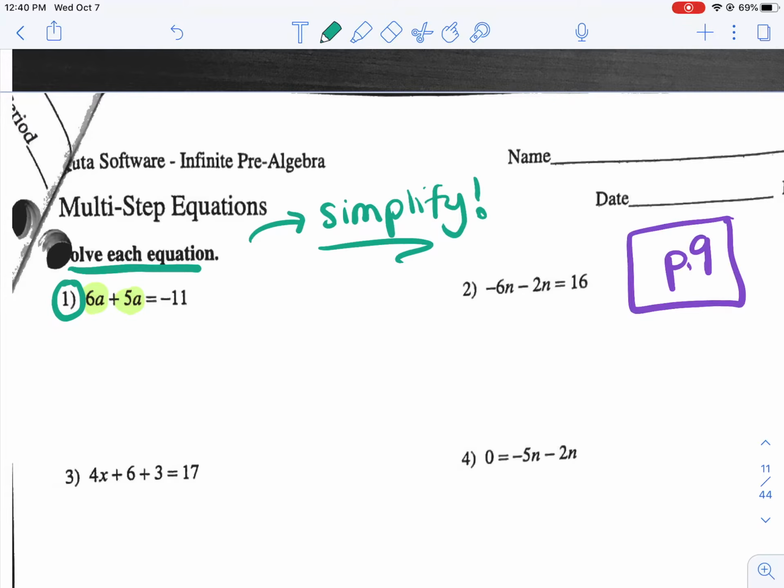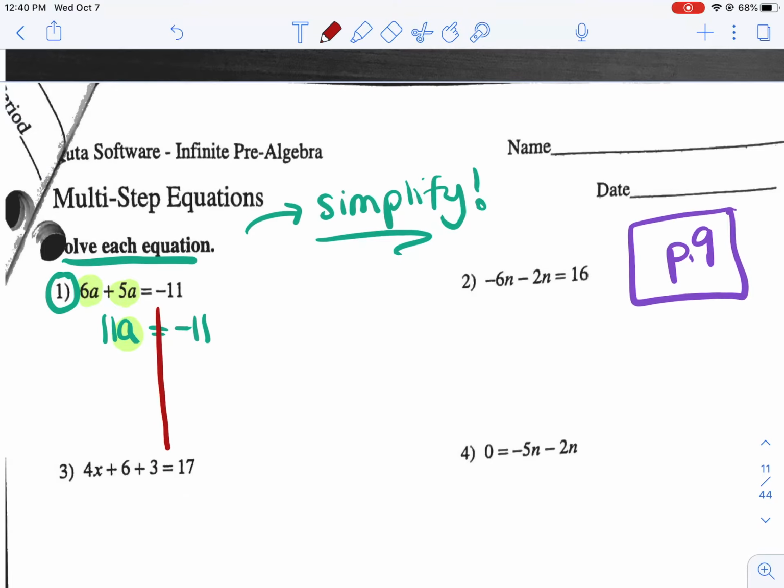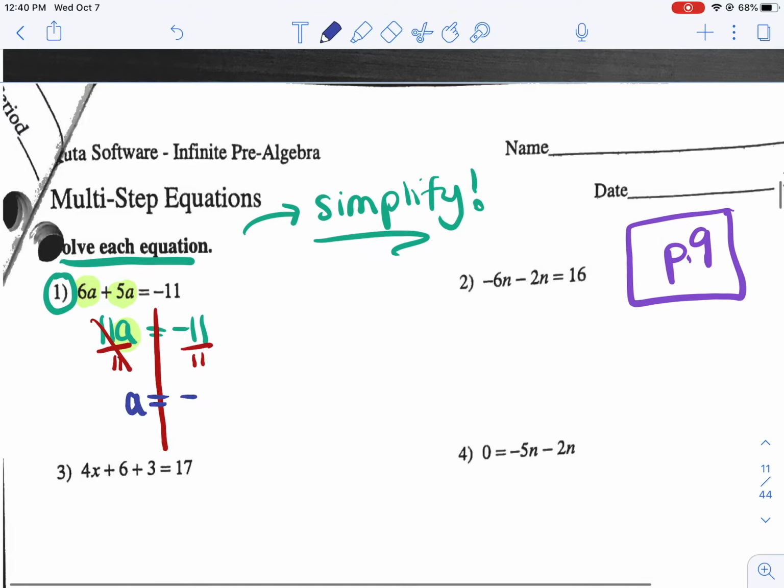I'm going to first combine those. 6a and 5a is 11a equals -11. Now to get a by itself, we need to get rid of that 11. 11 and a are connected by multiplication. The opposite of multiplying is dividing, so I'm going to divide both sides by 11. Here again, use your calculator to check. a equals -1.